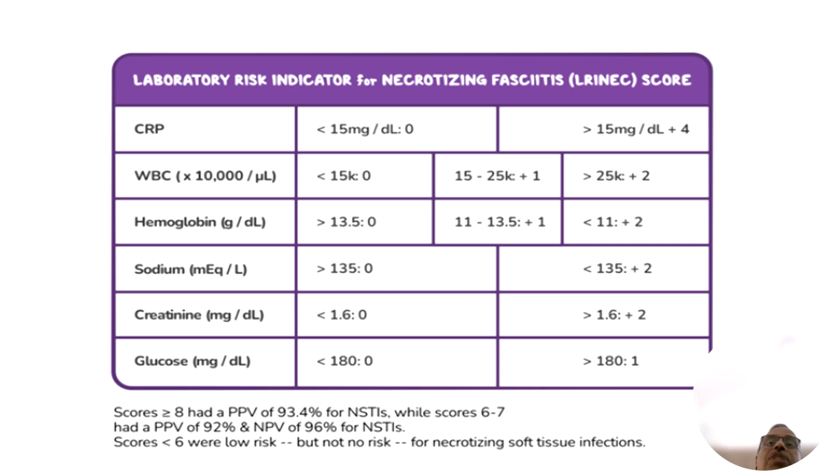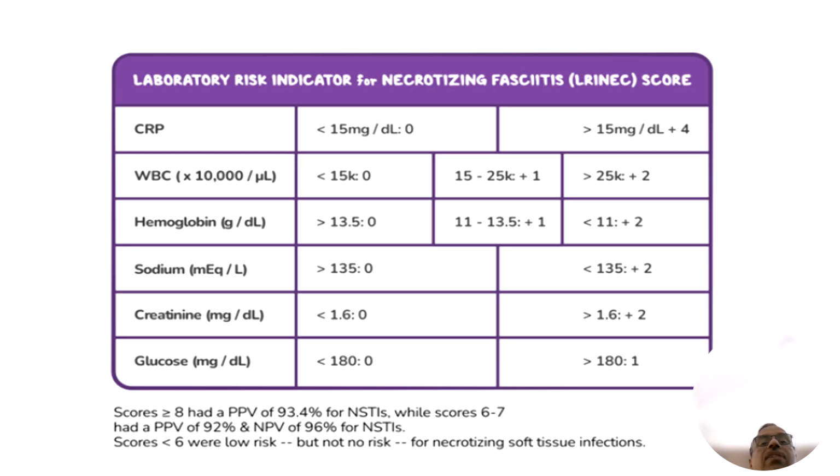This scoring system is used for necrotizing fasciitis. It has these 6 criteria: C-reactive protein, if it is less than 15 milligram, then 0 points, more than 15 milligram, 4 points. WBC count less than 15,000, 0 points, and if it is more than 25,000, 2 points.